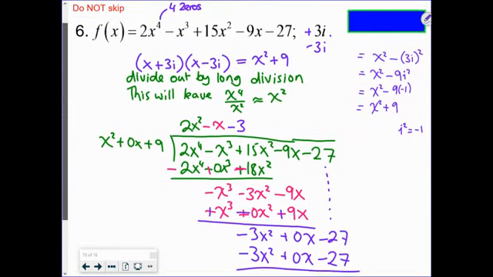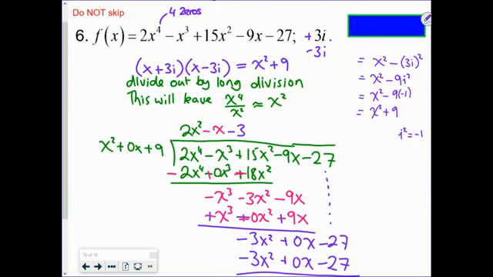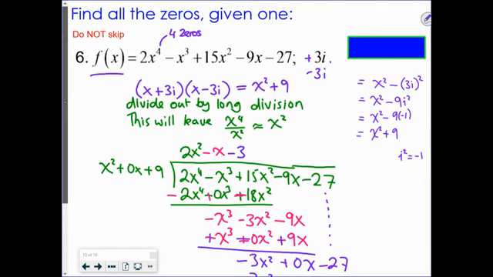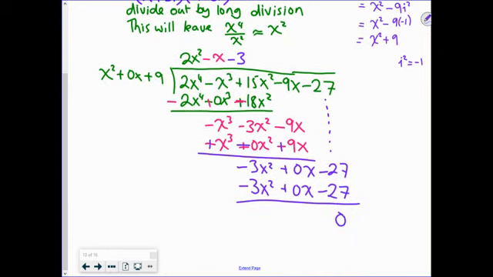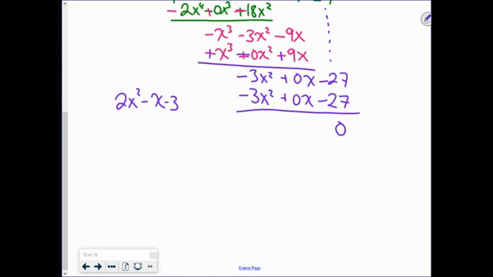So we have now got, if we wanted to factor this fully, well, partially factored, if we didn't want to show any complex factors, f of x would be x squared plus 9 multiplied by 2x squared minus x minus 3. And we're being asked to find all the zeros. Well, we found 2 of them, plus 3i and minus 3i. So the zeros from 2x squared minus x minus 3 will give me the other 2 zeros.